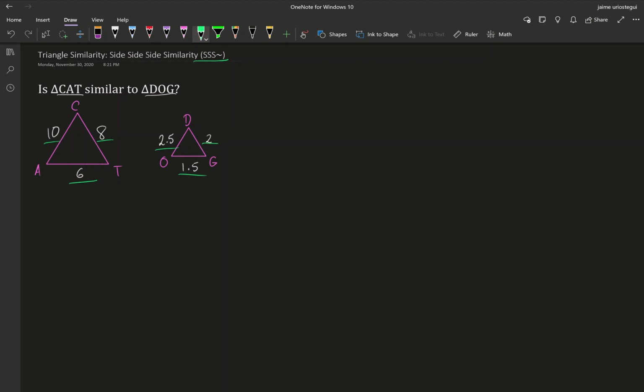Now the question is, how do we use it? Well, to use it, what you do is you're going to create ratios between all these sides. And the way I like to do it when it's clear, I like to create ratios of big over small. So I'm going to take this big side and put it over the corresponding small side. So that 10 corresponds with that 2.5. So 10 divided by 2.5. And if I plug that into a calculator, I'm going to get 4.